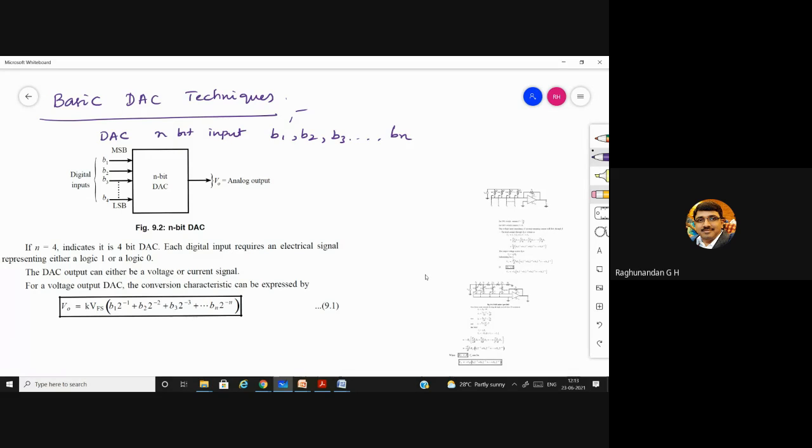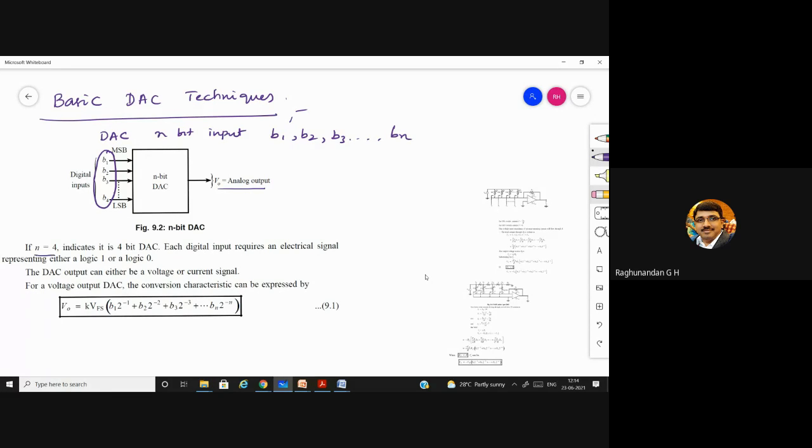So we already have a digital input, since our main intention is to convert digital input to analog output. We have the input in terms of bits B1, B2, B3, like that, depending upon how many bits you are going to use. So we have taken an n bit DAC, digital to analog converter. It takes all the inputs and gives its analog output.